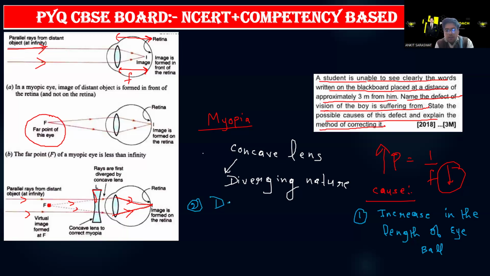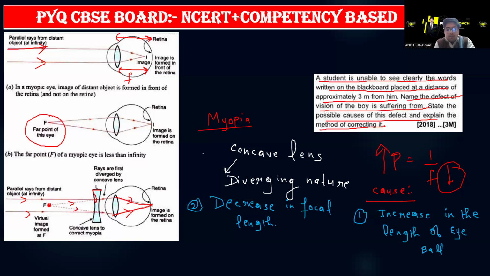Decrease in focal length means increase in converging power. Decrease in focal length. Clear?